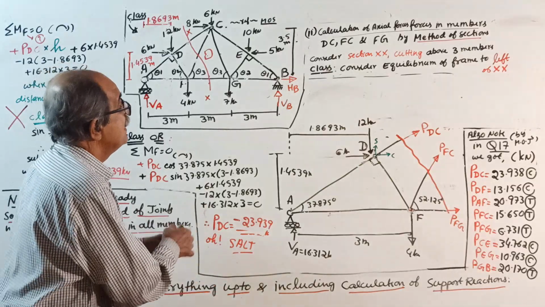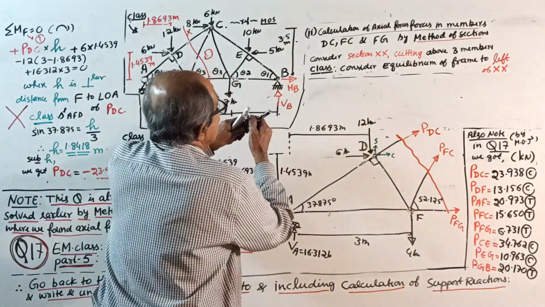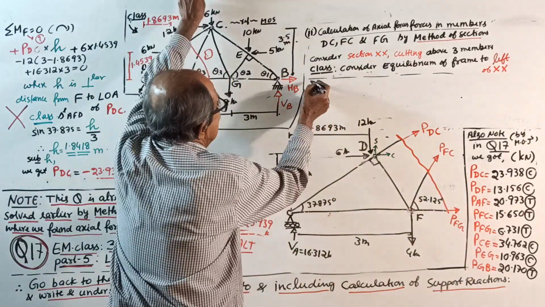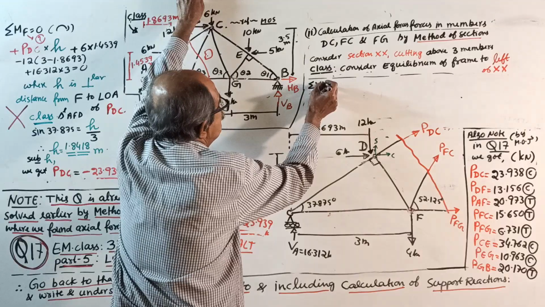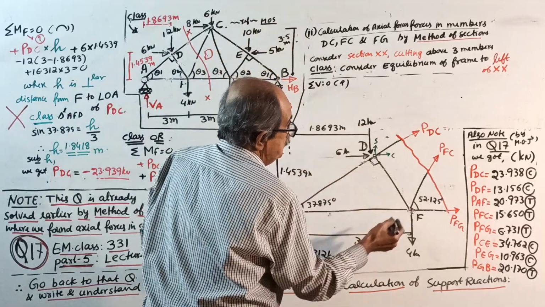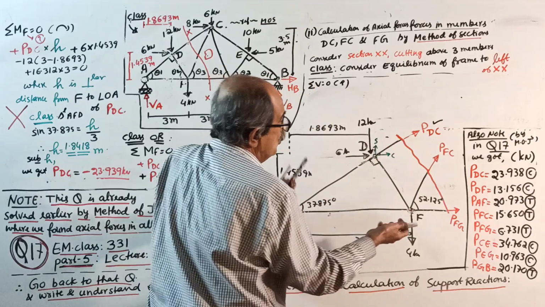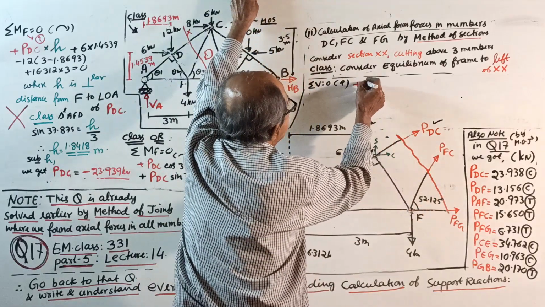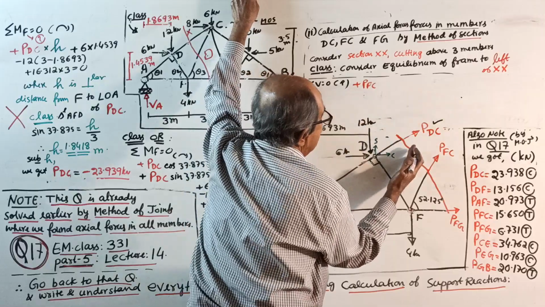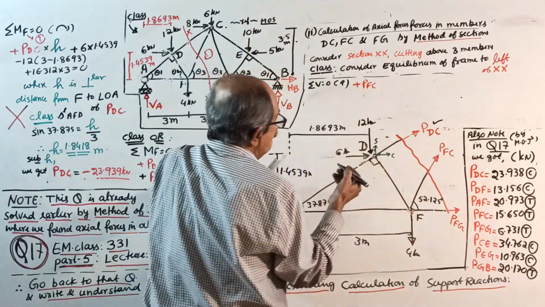Okay. Over. Now do one thing. Space problem is there, so I write here. Sigma V equal to 0. Take upward positive. Start. We got the value of PDC now. Remember, PDC is known, unknown first. Plus PFC into sine of 52.125.